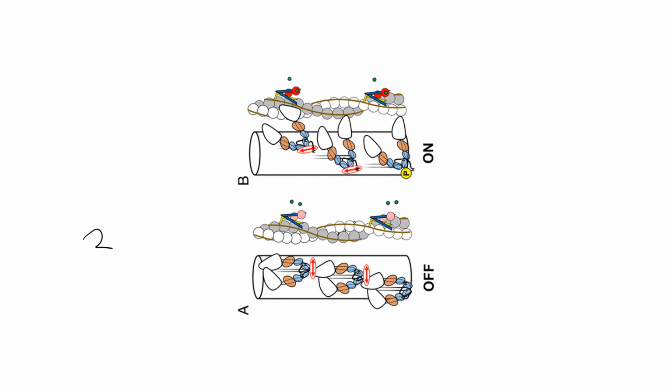So let's move on to theory number 3. Theory number 3 is relatively easy. This just simply says that when the myosin heads get phosphorylated by myosin light chain kinase, it actually allows the myosin heads to produce more force when they interact with actin. It's as simple as that.